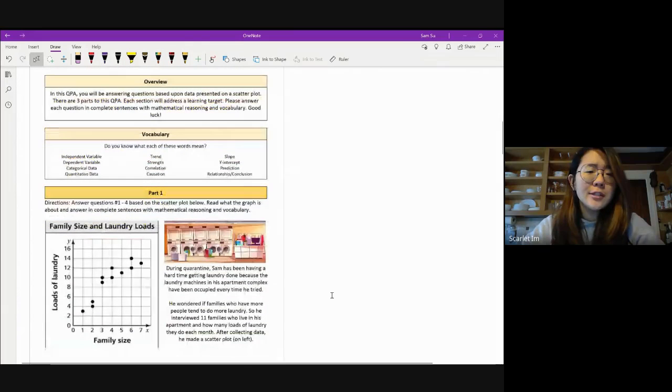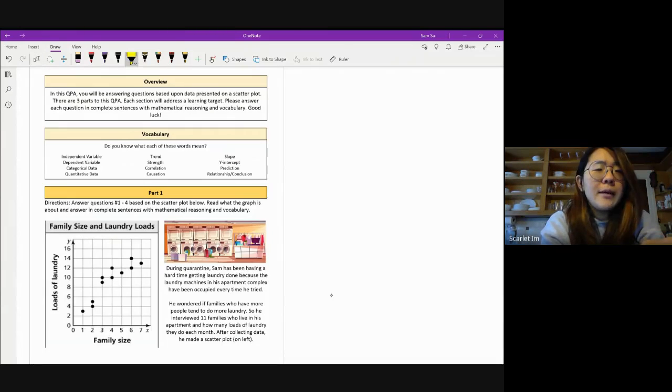So let's look at page 2, right here. For the overview of this QPA, you will be answering questions based upon data presented on a scatter plot. There are 3 parts to this QPA. Each section will address the learning target that we talked about on the first page. Please answer each question in complete sentences with mathematical reasoning and vocabulary.